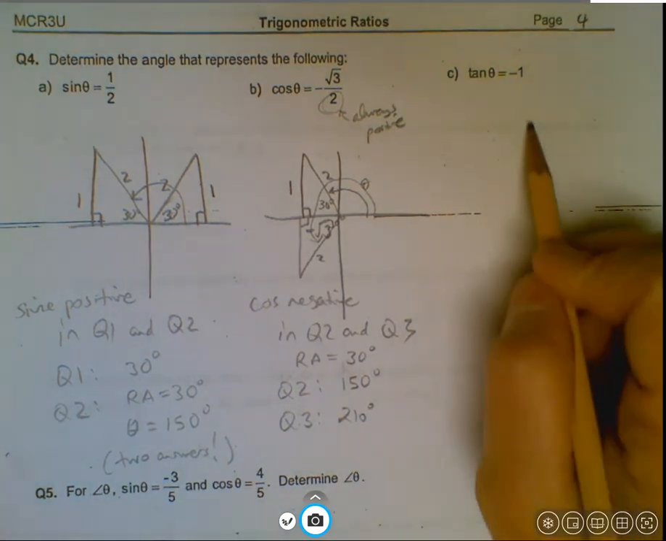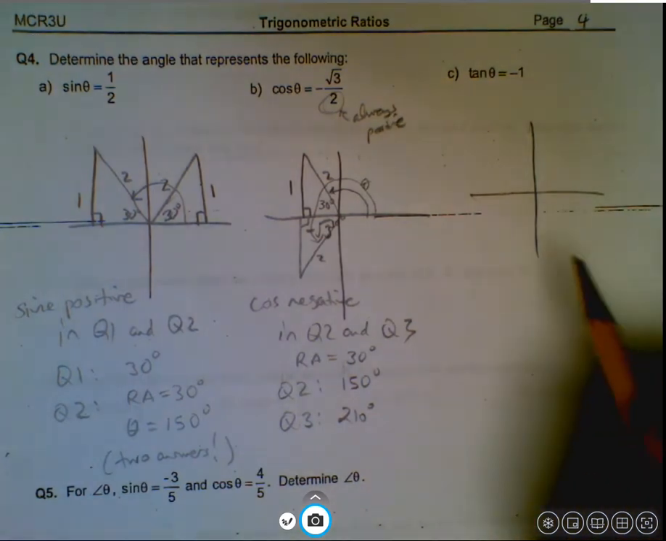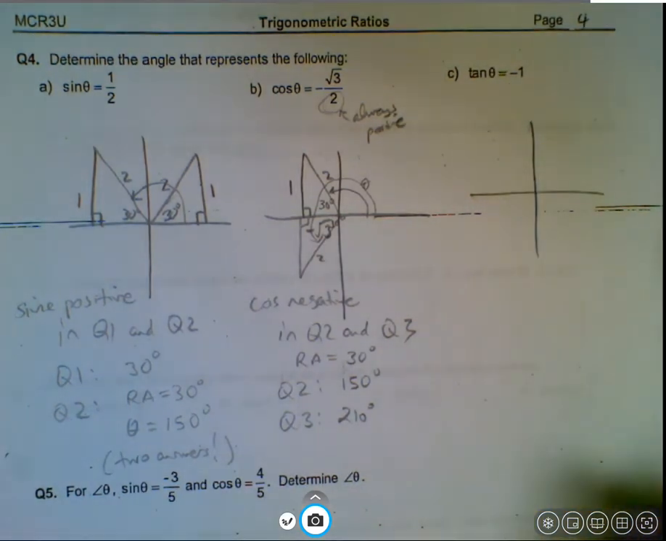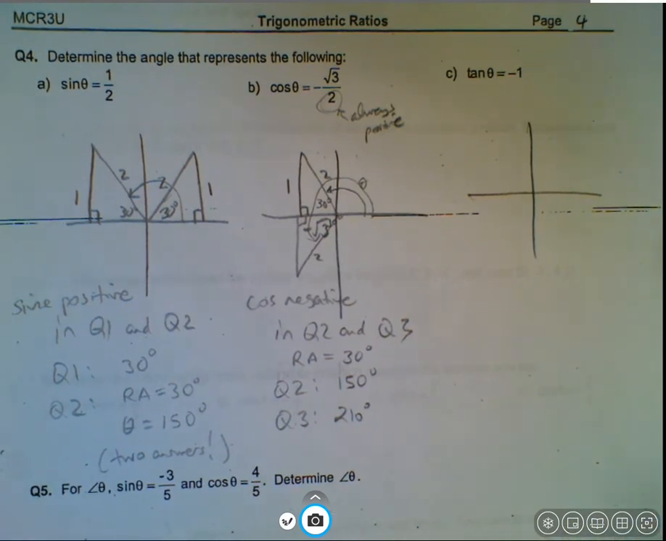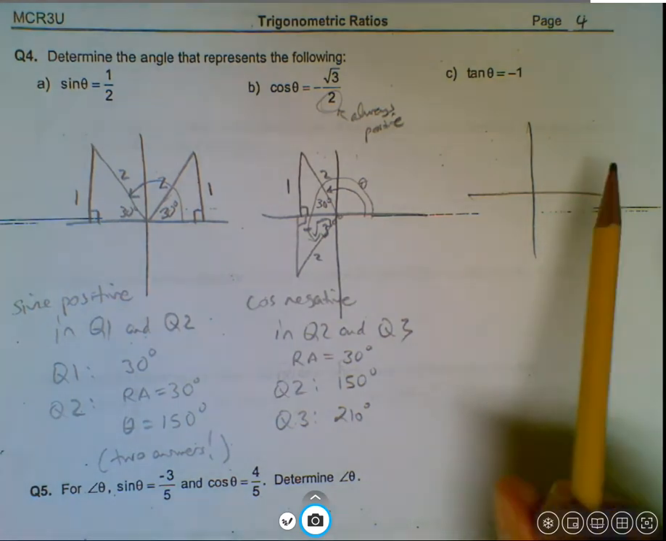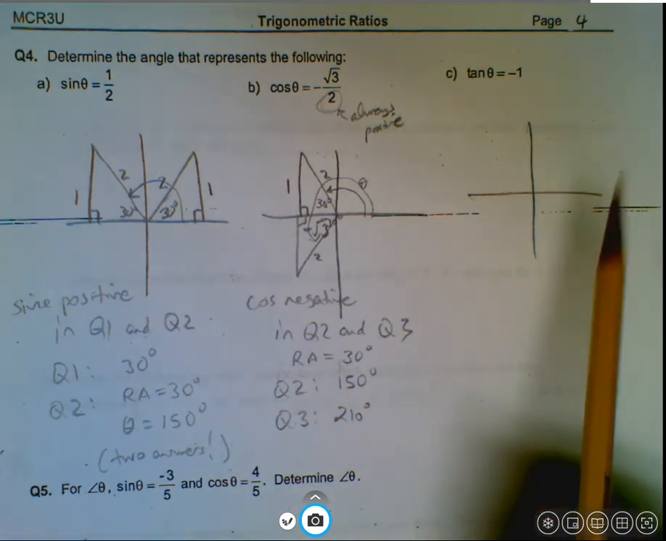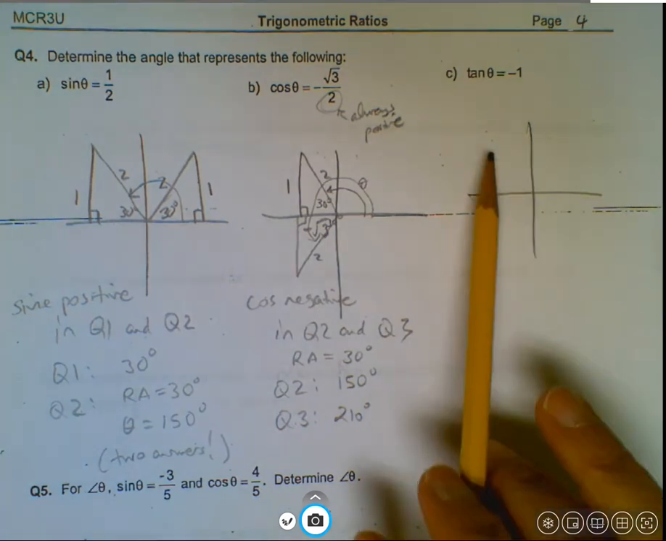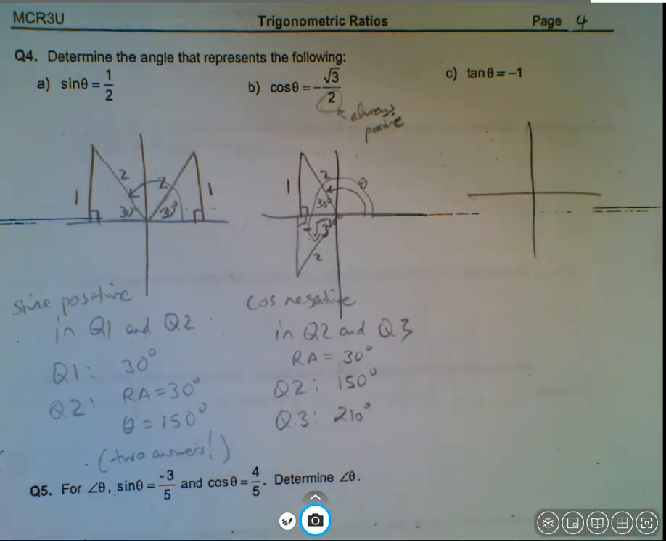Do the last one. Tan theta is negative 1. So where is tan negative? So remember that tan is opposite over adjacent. That's going to be where the opposite and the adjacent have different signs. One's positive and the other's negative, basically. Right? So if they were the same, both positive or both negative, your tan ratio would be a positive number. So where does that happen? That happens in quadrant 2 and quadrant 4.